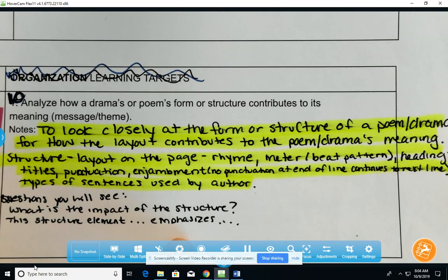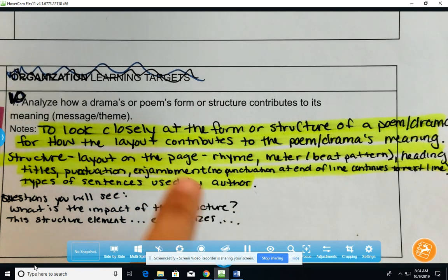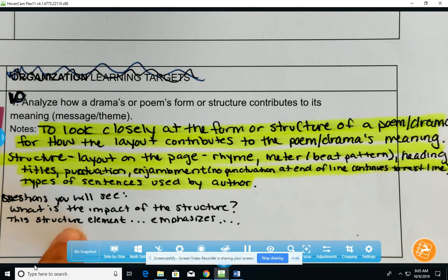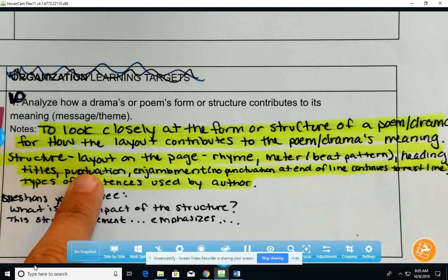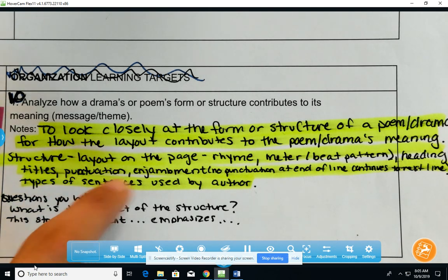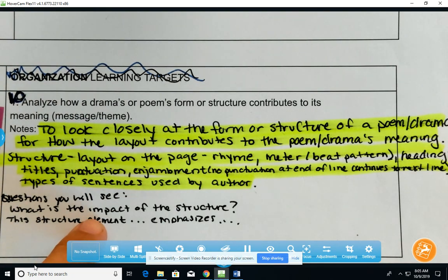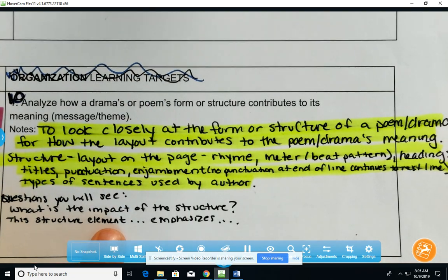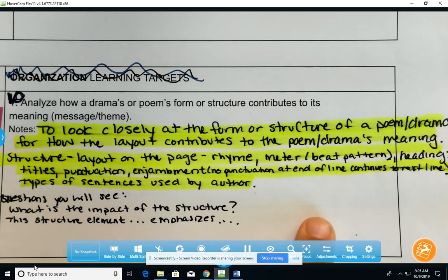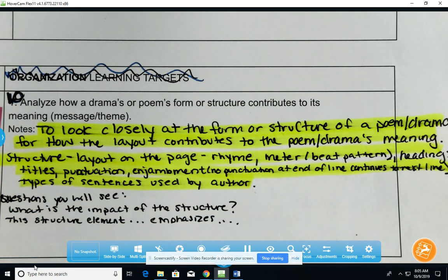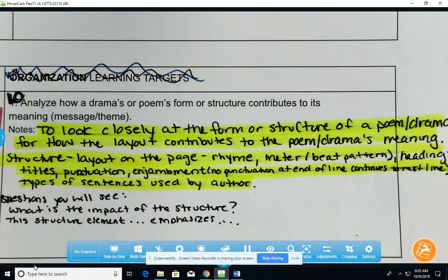It emphasizes an idea in the poem from using enjambment. It emphasizes a specific idea from the poem by having a specific rhyme scheme. It emphasizes a specific idea in the poem by choosing to use a specific type of punctuation mark. So you need to think about what's the structural element, and by using that structural element, what in fact is getting emphasized with the ideas or message that the poem is about or conveying.